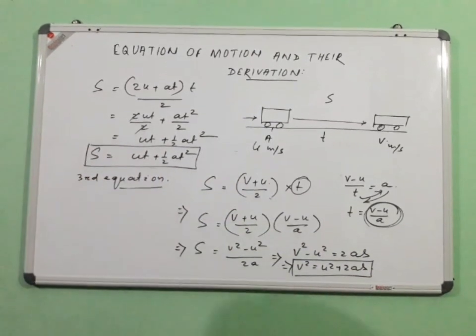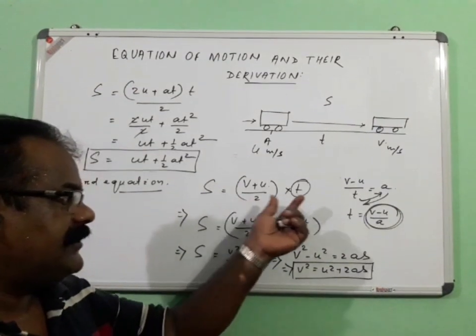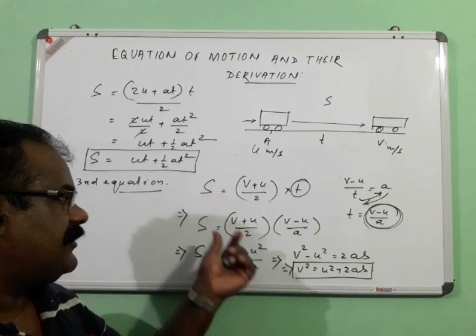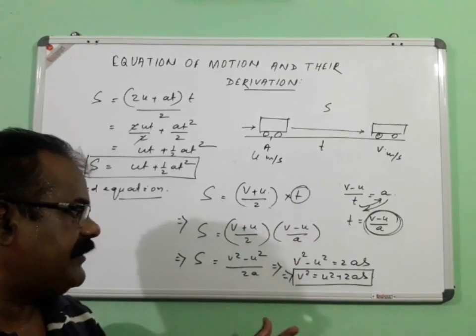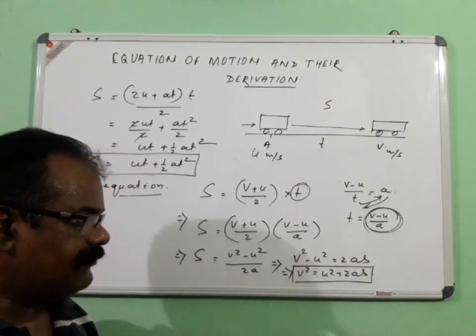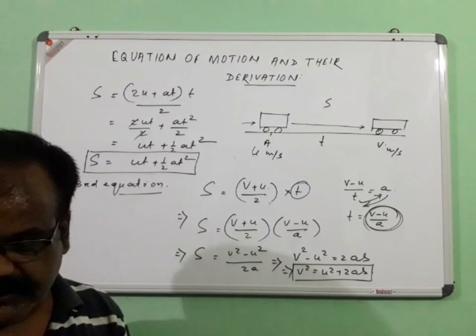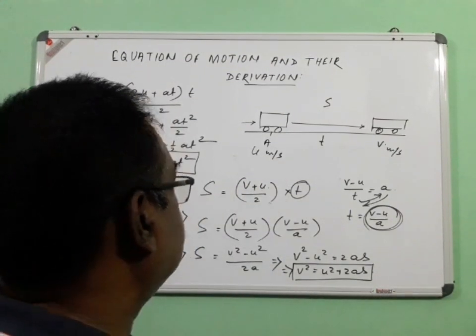So now you must have understood that this is your average velocity into the time, that is your distance covered. So in place of that time, if we substitute the value as (V minus U) by A and simplify that, finally we will get V square is equal to U square plus 2AS. Here we have some exceptions, some special conditions.